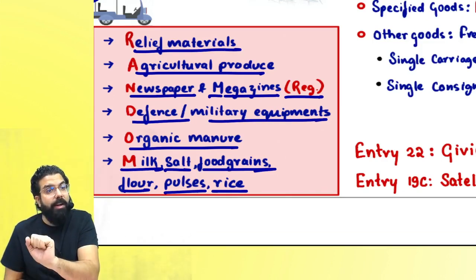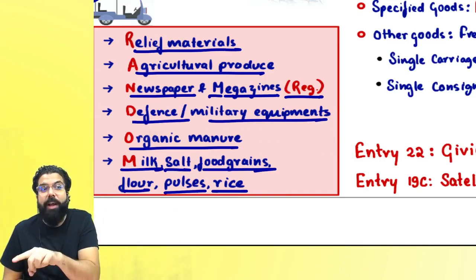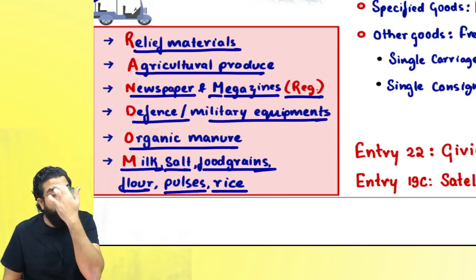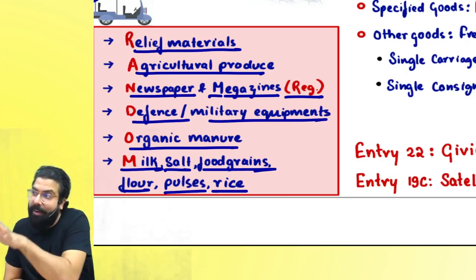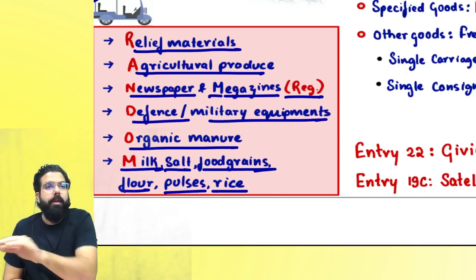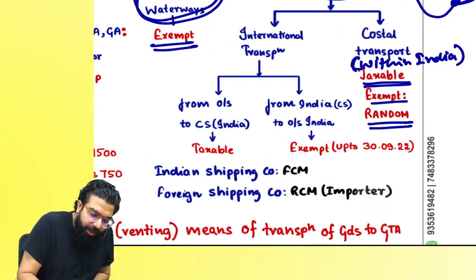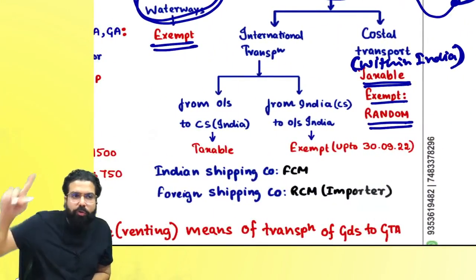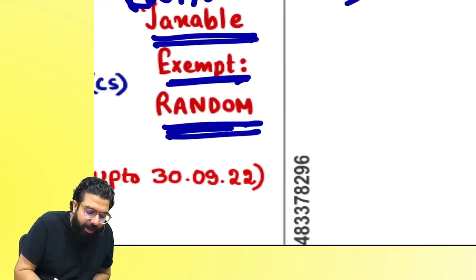In the exam, they will tell you newspapers and magazines not registered. Then it is not exempted, it is taxable. In the exam, they will tell you that biscuits are made out of the flour and biscuits are transported. That is taxable. Can I go ahead, everyone? So remember one thing, coastal transportation within India, from one coast to another coast, is taxable but exempted in the case of specified items.